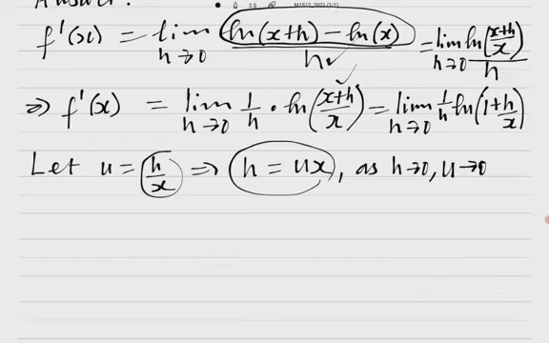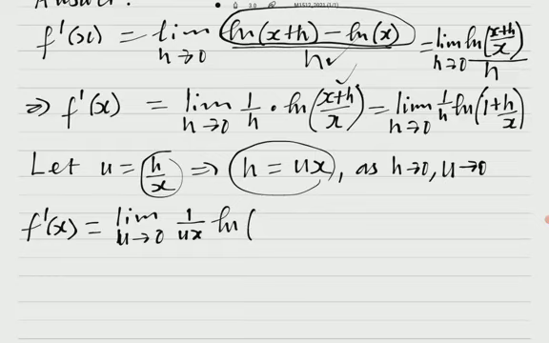So now what we get from our derivative, f prime of x, with the new limits, is the limit as u instead of h. Remember, now we are plugging in u, so we are taking our limit with respect to u. Wherever we have h, we substitute, so 1 over h will be 1 over u times x, and then inside ln we have 1 plus u.